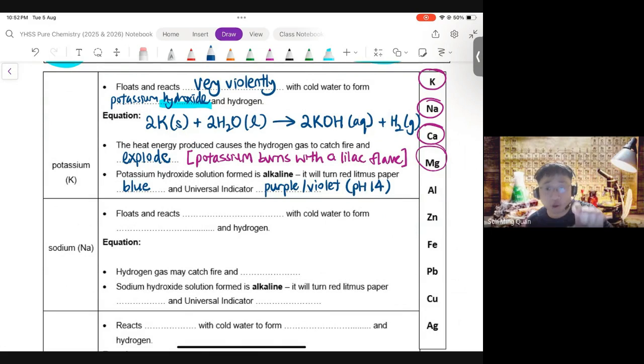Sodium is below potassium in the reactivity series. Hence, sodium is slightly less reactive. So below in the reactivity series means less reactive. So sodium is less reactive, so it's not very violent, it's just violent. So sodium floats and reacts violently with cold water. And this again forms the hydroxide. It's sodium hydroxide.